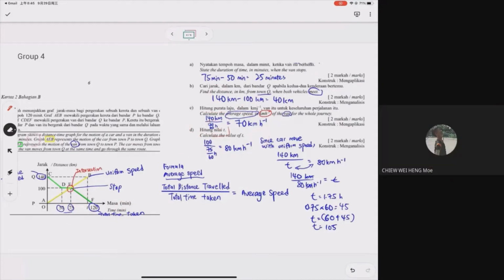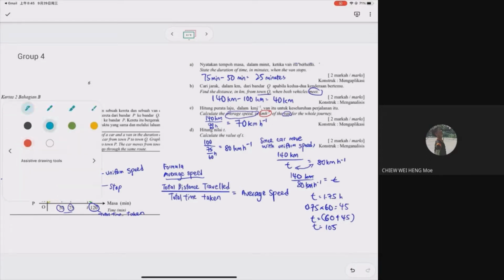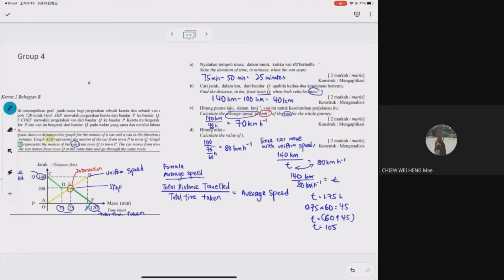So the question D is calculate the value of T. So looking back to the graph, we can see that the yellow line graph AEB represents the motion of the car from town P to town Q. And then T minutes marks the total time taken for the car to move from town P to town Q. As this is a distance-time graph, the gradient represents the speed. And we can see that the graph AEB is a straight line, which means the speed is constant. The car moves with uniform speed.